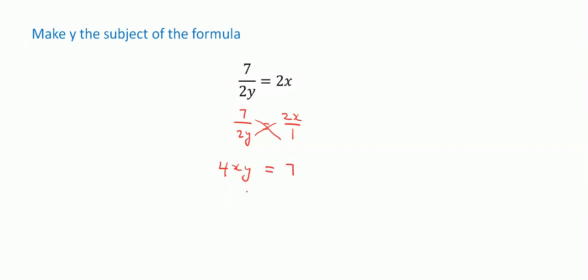If I want to make y the subject, I need to divide both sides of the equation by 4x. So we end up with 4xy over 4x equal 7 over 4x. So the 4x will cancel, and we end up with y is equal to 7 over 4x.